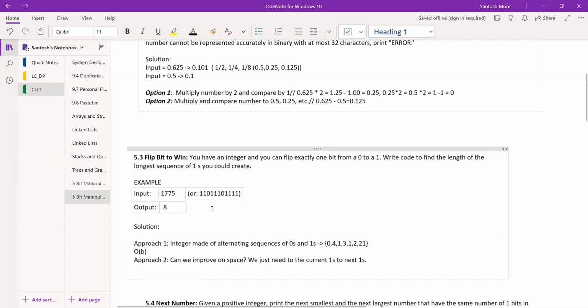In this case, the input is 1775. It is represented by all these 1 bits, and we have some zeros in between. What it says is we need to flip only one bit, any 0 bit, in such a way that we can form the longest number of ones, right? So in this case, this is the correct one, right? If I flip this bit, I'll just copy it here.